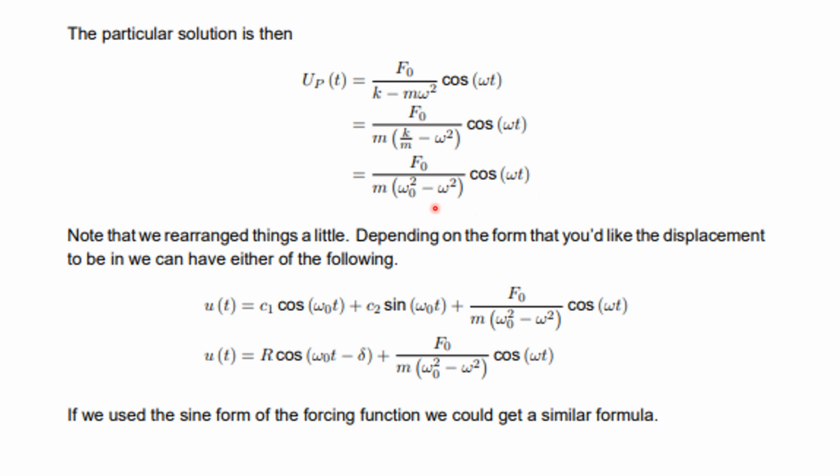And you see that there is a denominator, though, that is omega 0 squared minus omega squared with the simplification. Now, the thing that you want to realize is you got to stay away from 0 in the denominator. But that means that we now have the complementary solution plus this solution, and things are good. Now, if we had used the sine form of the forcing function, we get a similar formula.